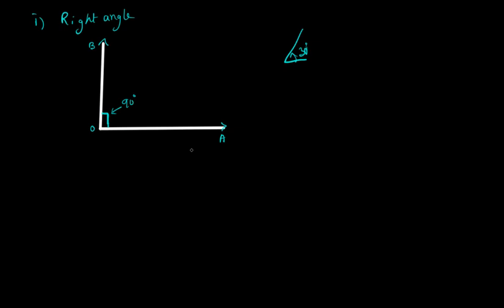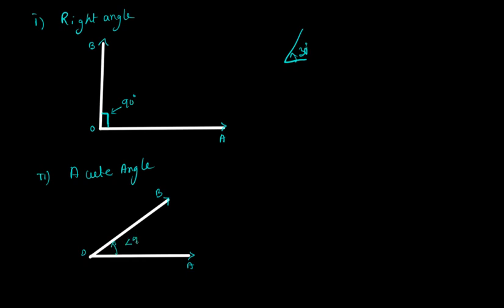So if the measurement of an angle is equal to 90 degrees, then it is called a right angle. Now, what is called an acute angle? The acute angle is nothing but an angle that measures less than 90 degrees. The measurement of the angle should be less than 90 degrees, then it will become an acute angle. Exactly 90 degrees is a right angle, less than 90 degrees is an acute angle.